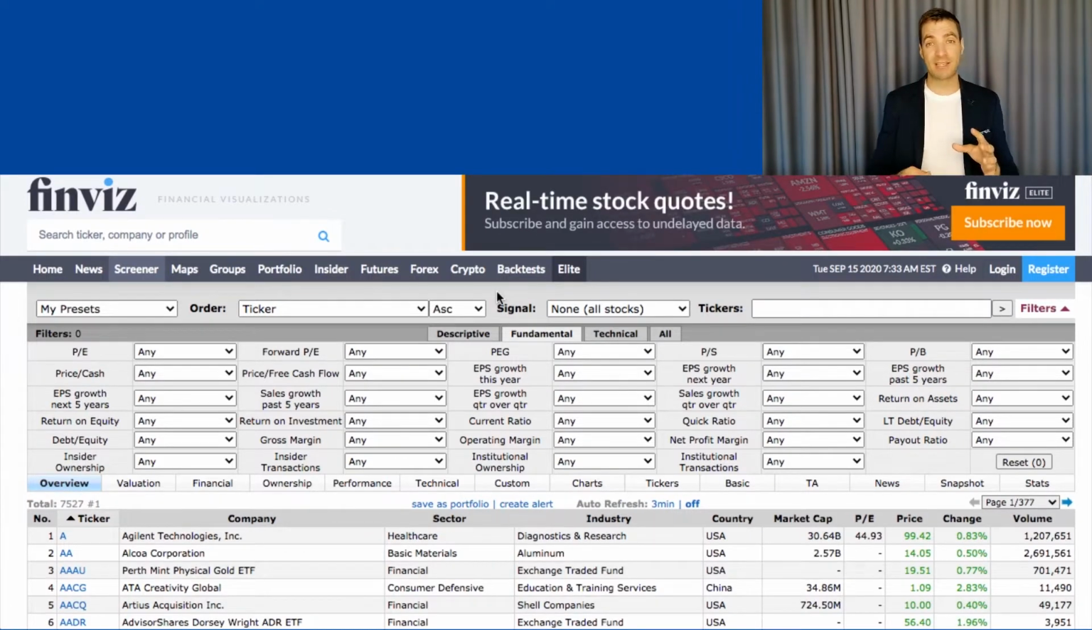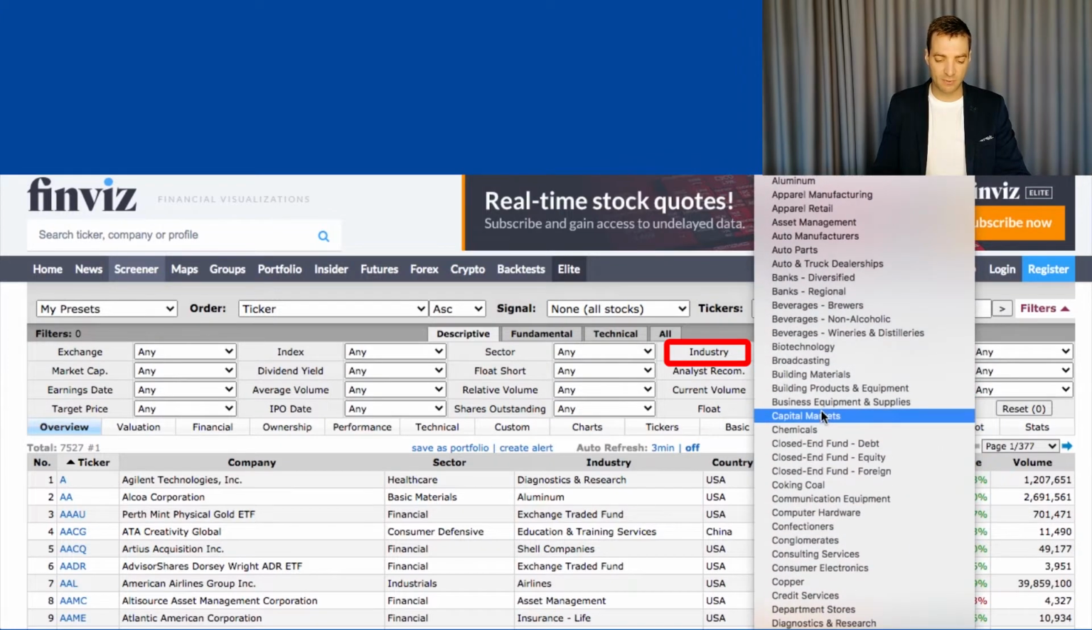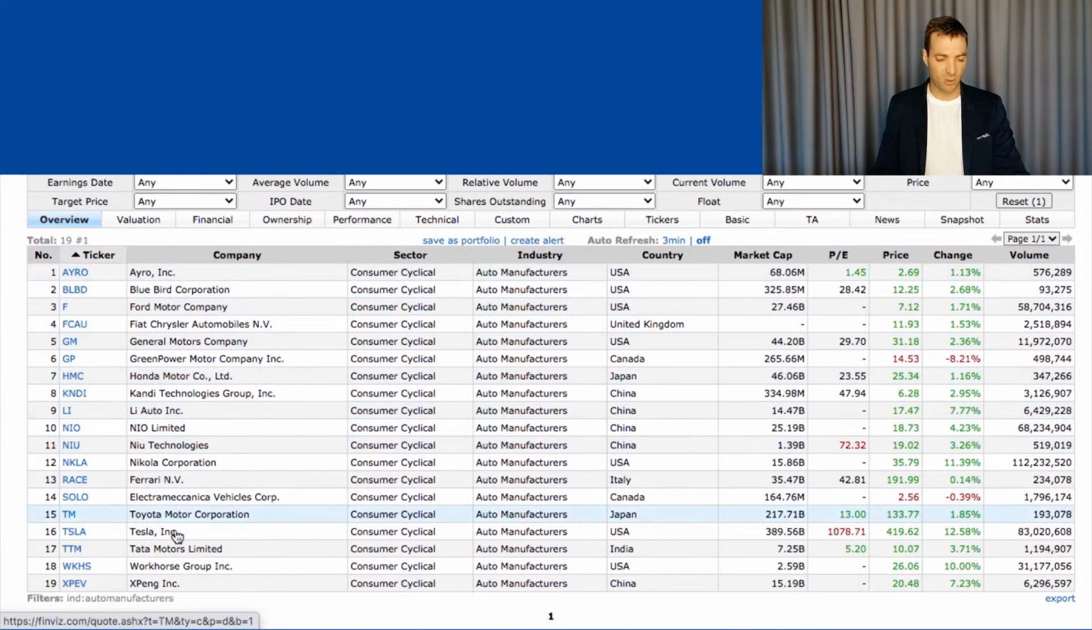Now I'm going to show you a little trick that I like to do when I'm looking at a specific industry. I go into the descriptive tab here when I've got all the different companies. I've got no filters on at the moment, and there's a section here called industry. Now I can look at all the different industries that are out there. Let's look at, I don't know, auto manufacturers. So in the auto manufacturers screen that I've just run, I've got all the different auto manufacturers from the USA, United Kingdom, Canada, Japan, Italy. We've got Ford Motor Company, Honda, Ferrari, Toyota, Tesla. As you can see, it's filtered out all the other companies except for the car manufacturers.